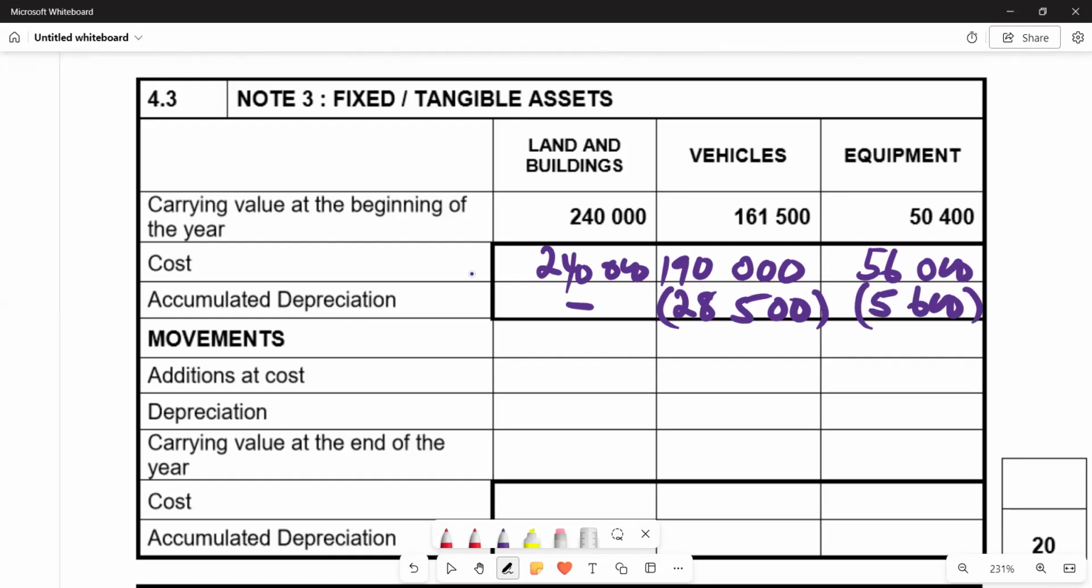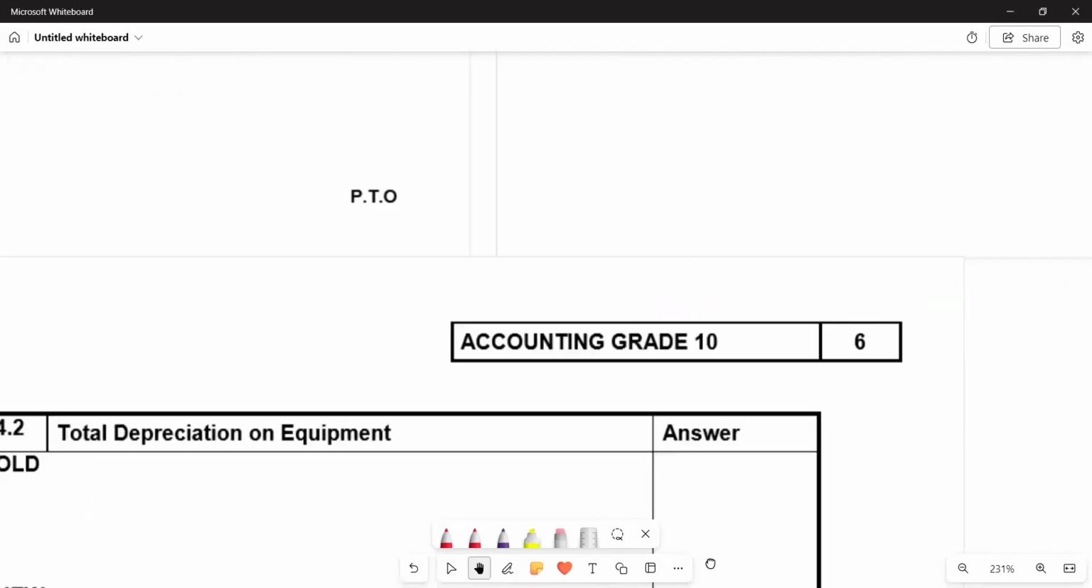And then we come to the movement part, where we are going to have our additions. Remember, in each and every section, we are going to have additions. On vehicles, we have additions according to our calculation of depreciation, and for equipment, also some additions. So we are going to pick those additions, and then we come back and enter them. Let's just go back to the question.